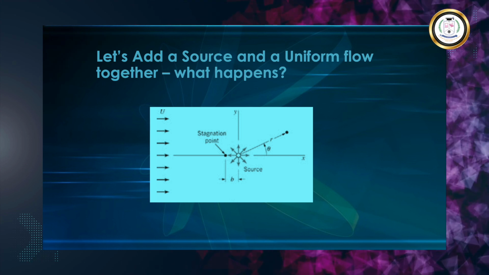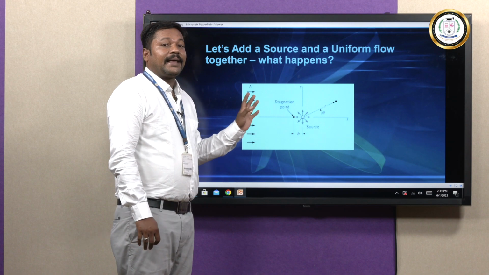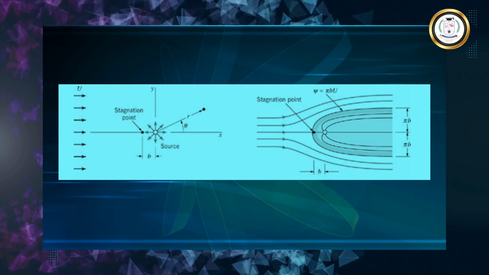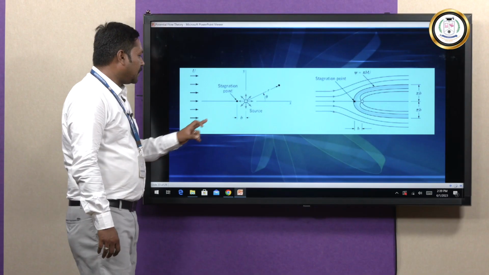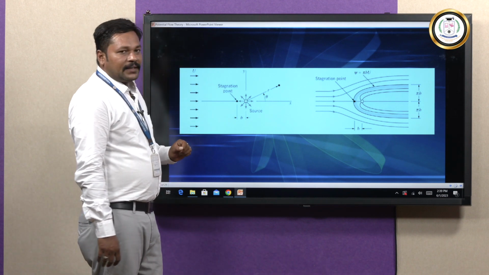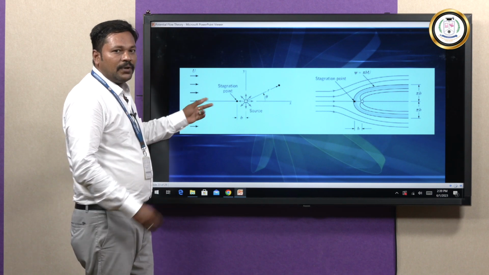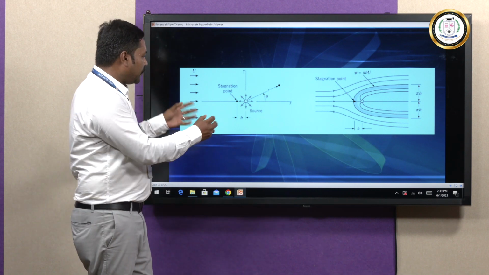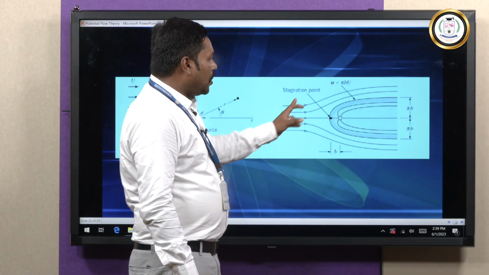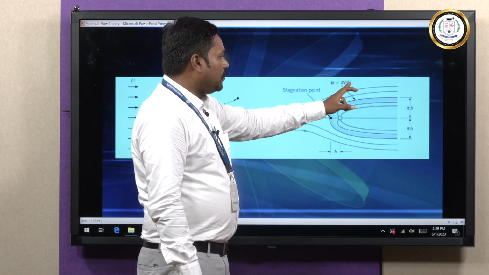And when you add a source to a uniform flow, what happens? We obtain the Rankine oval body. How is this Rankine oval body obtained? Here we have the stagnation point, and here we have the uniform flow. The uniform flow comes and impacts at the stagnation point, where the source flow and the uniform flow meet together. From this stagnation point all the flow velocities increase.